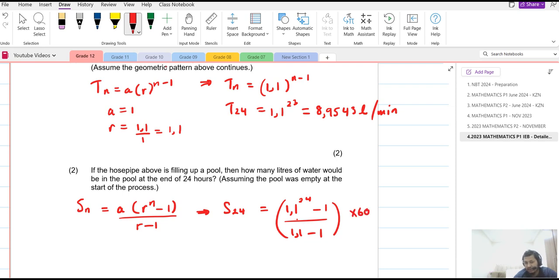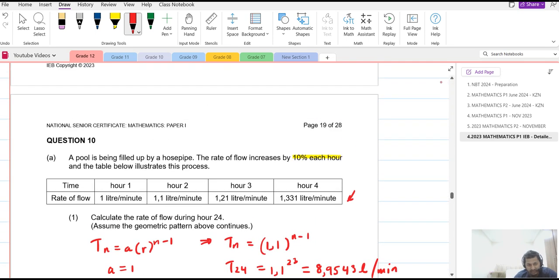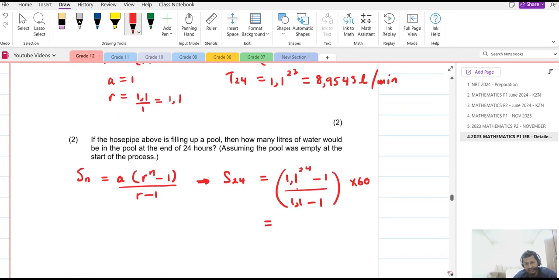Why are you multiplying by 60? Because this is going to be in hours. Look at the time period. Remember, after 1 hour is going to be 1 times 60. After 2 hours is going to be 1.1 times 60. After 3 hours is going to be 1.1 squared times 60. So it's times 60 all the time. So we can see the value of a is actually 60 here.